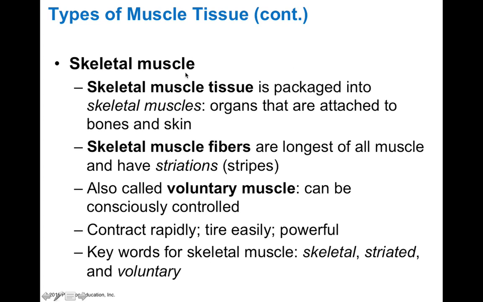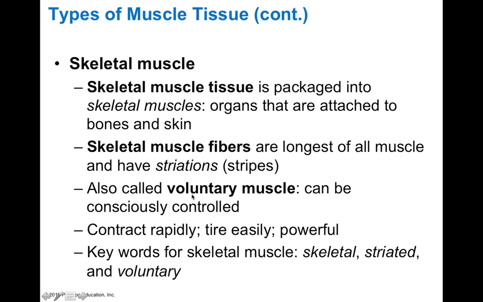Now, skeletal muscle contains skeletal muscle tissue, which is packaged into small units called fascicles we'll talk about. And these are attached to bones and skin, hence the name skeletal muscle. Because these contain different types of connective tissues and blood vessels and nerves, we consider skeletal muscles an organ. Skeletal muscle fibers are some of the longest of all of your muscles because they can be up to feet in length. And these cells also have striations, which are stripes.